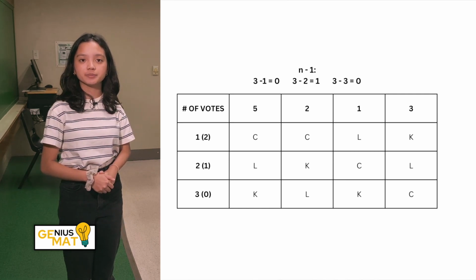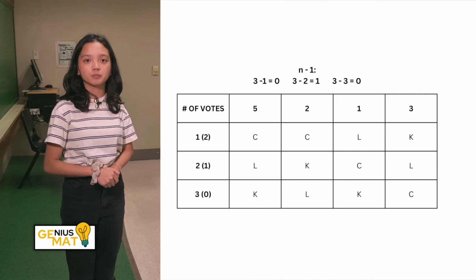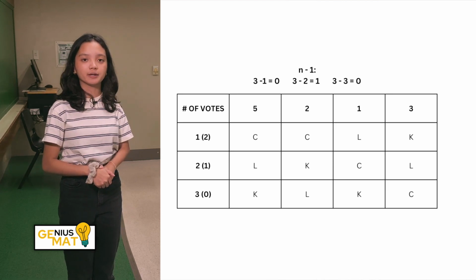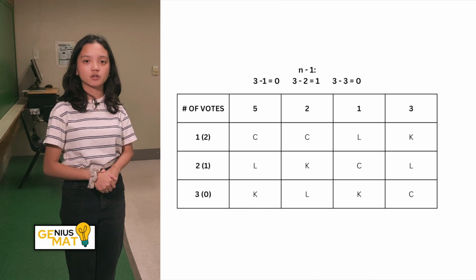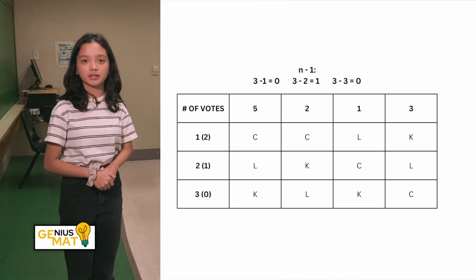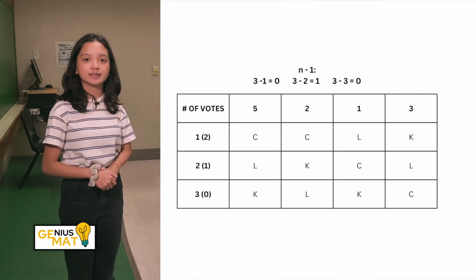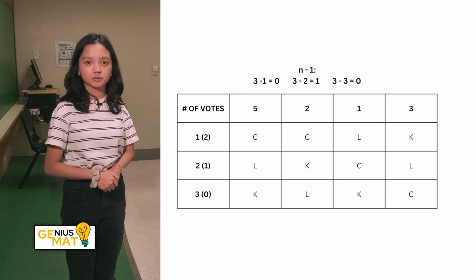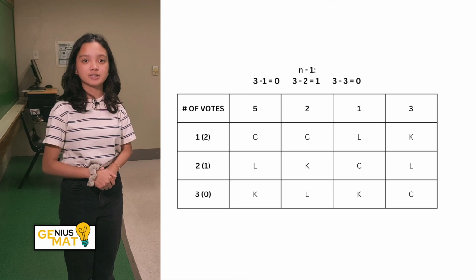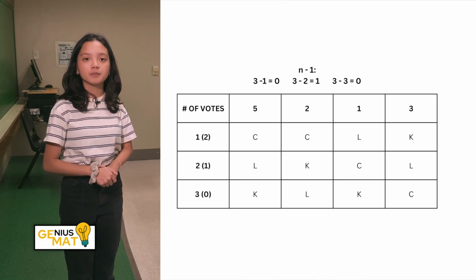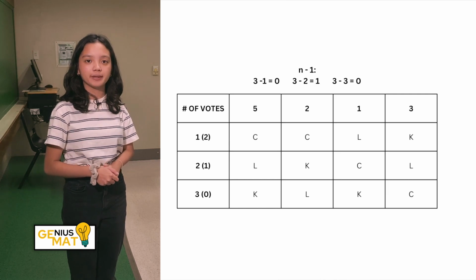Now that we have distributed the points, we're going to multiply the points above with the number of votes with their corresponding points. So for the first column, it would be 5 times 1 times 2. So C would get 10. L would get 10 points too, because 5 times 2 times 1. Then K would get 0, because 5 times 3 times 0. Now we will just repeat the process to the remaining columns.